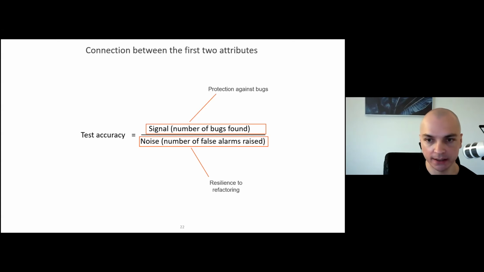So another way to describe these two metrics, protection against bugs and resilience to refactoring, is that protection against bugs tells you how good your test is at indicating the presence of bugs, and resilience to refactoring tells you how good your test is at indicating the absence of bugs. And as I said, both of these metrics are critically important.